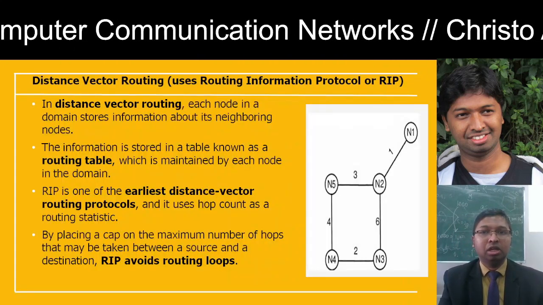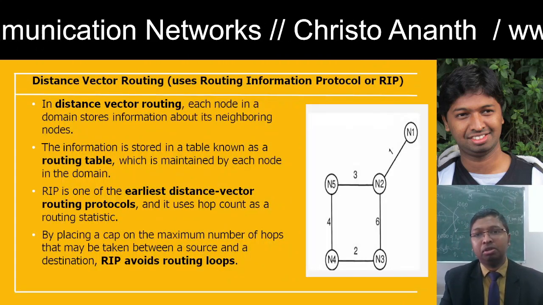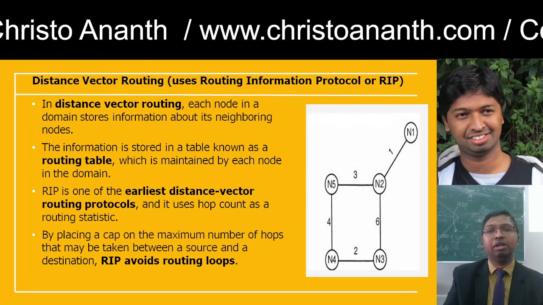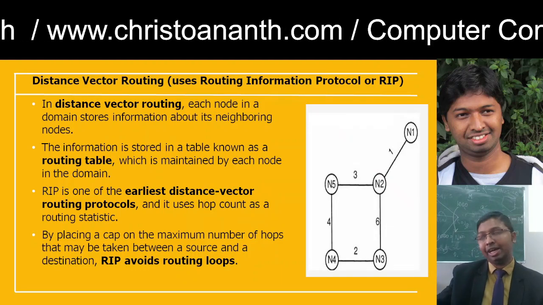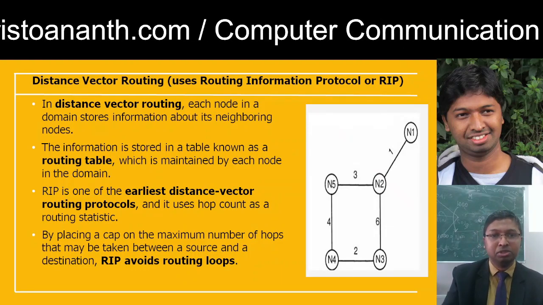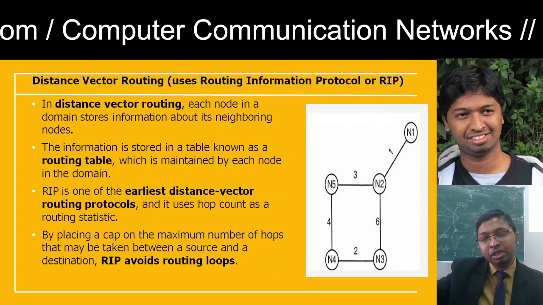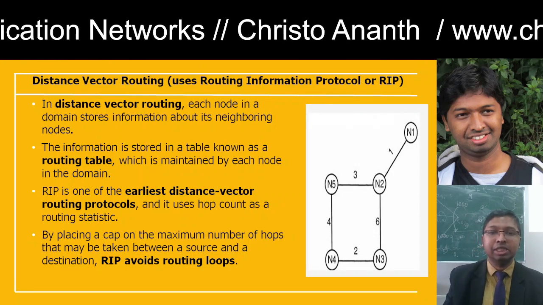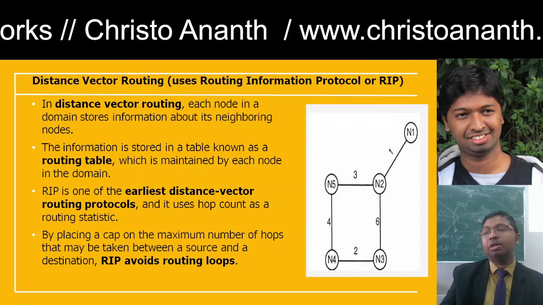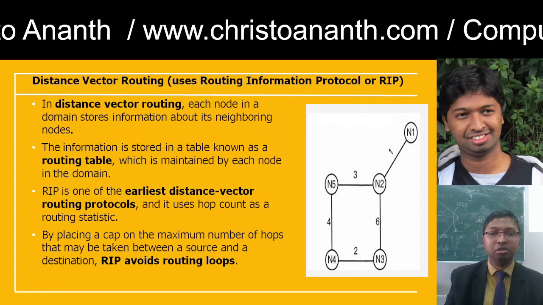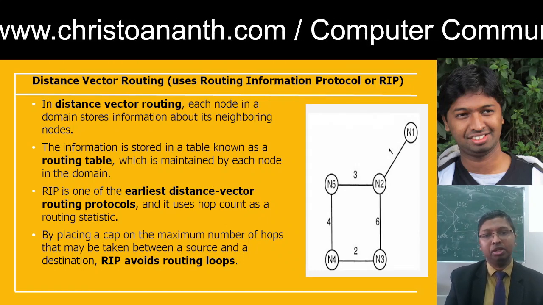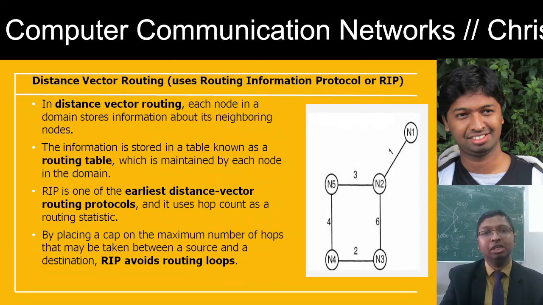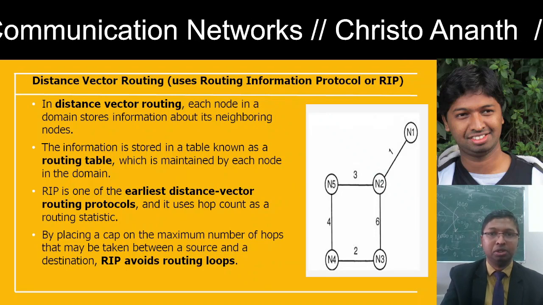Then you'll have Routing Information Protocol, like distance vector routing. Here the node in the domain will be storing information about its neighboring nodes, and the corresponding cost associated is stored in the routing table. RIP is the earliest distance vector routing protocol because it uses the hop count to calculate the routing metric. RIP avoids routing loops, so that is the advantage you will enjoy with distance vector routing.